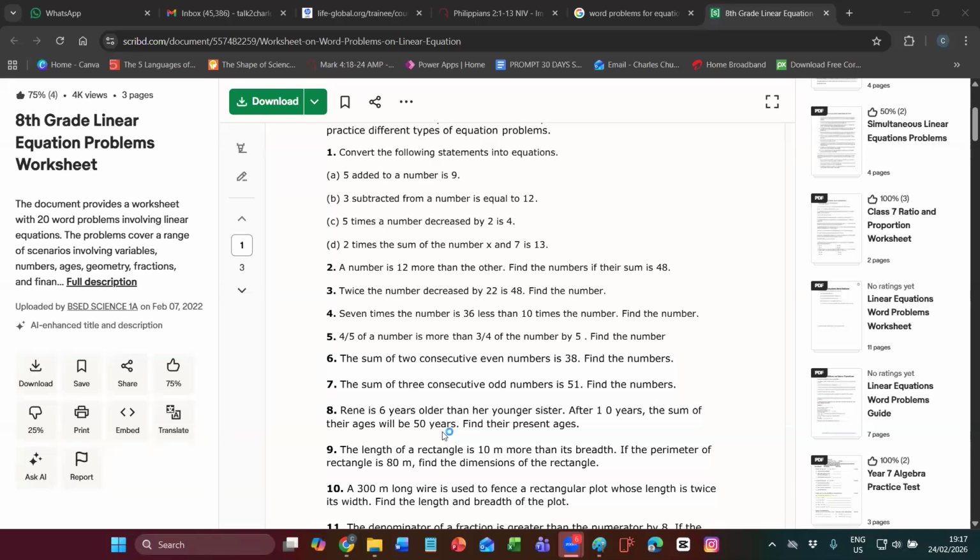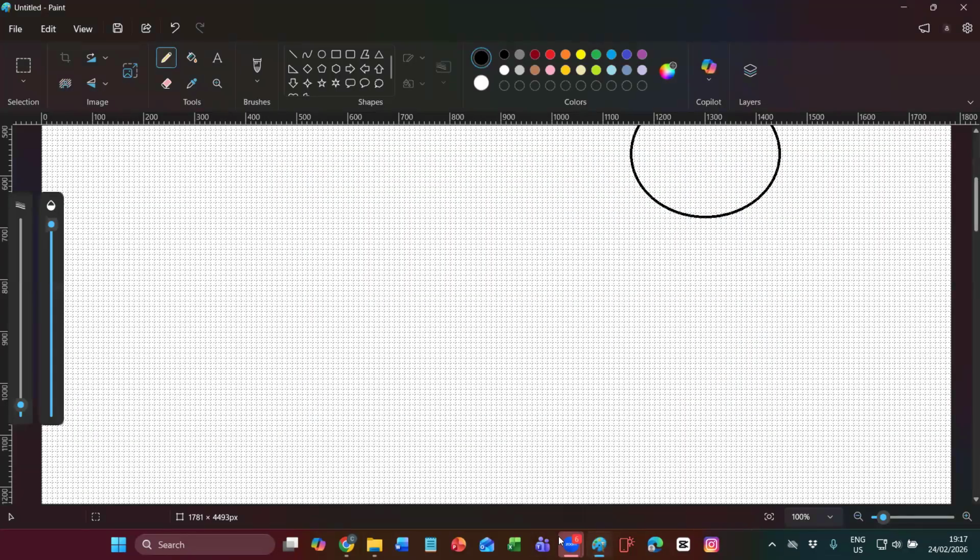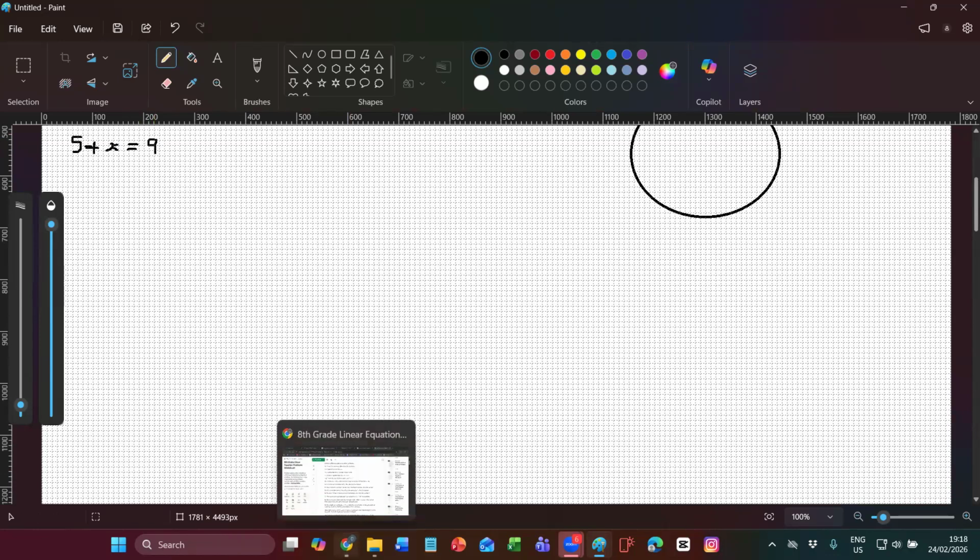That'll be 5 plus x equals 9, correct? Yes, you got that. 5 plus x. That's 5 added to a number is 9, where we remember that "is" is represented by our good old equals sign. Okay, well done.